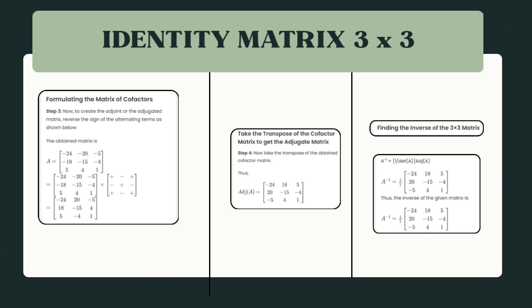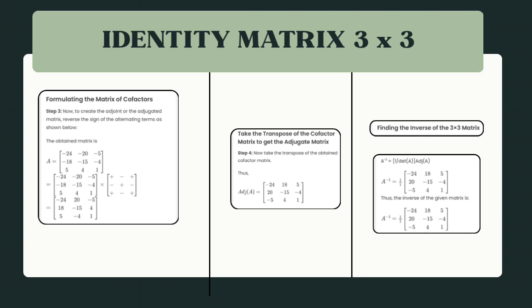Step 3. Now, to create the adjoint or adjugate matrix, reverse the sign of the alternating terms as shown below. The obtained matrix is A equals negative 24, negative 20, negative 5, negative 18, negative 15, negative 4, 5, 4, 1. Multiply by plus minus plus, minus plus minus, plus minus plus. Answer is negative 24, 20, negative 5, 18, negative 15, 4, 5, negative 4, 1.